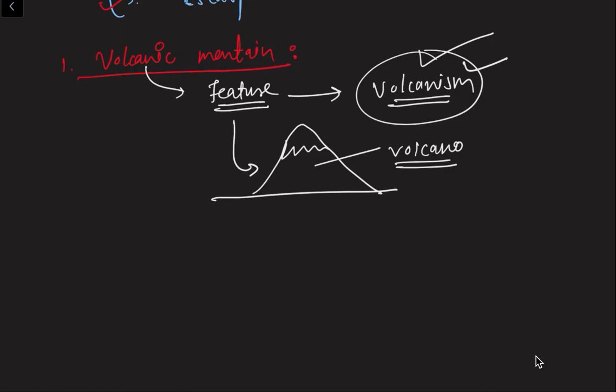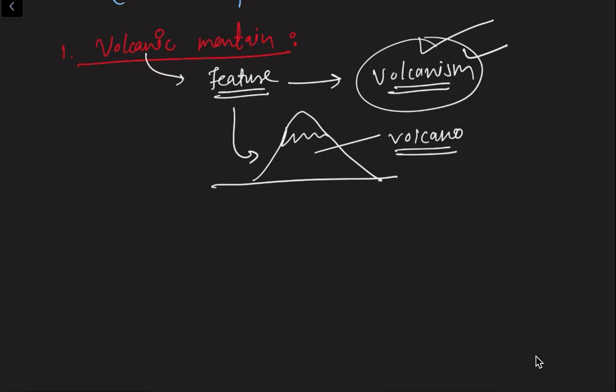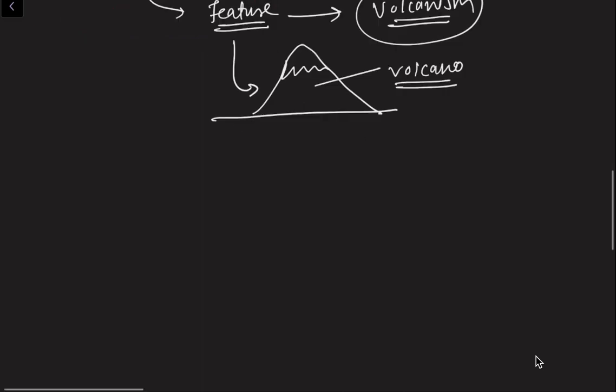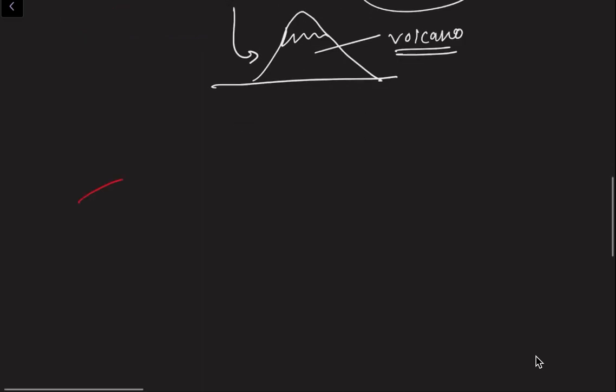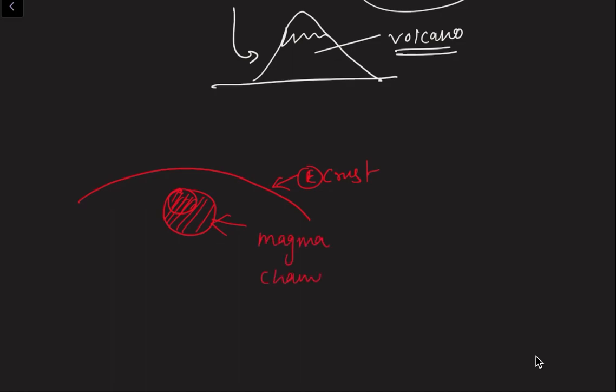Why they are formed and all that we will look at in much more detail, but at this moment we will just understand why this happened. This happened because of some reasons inside of the Earth's crust, there are magma chambers. These magma chambers are nothing but molten rocks inside the Earth's crust.